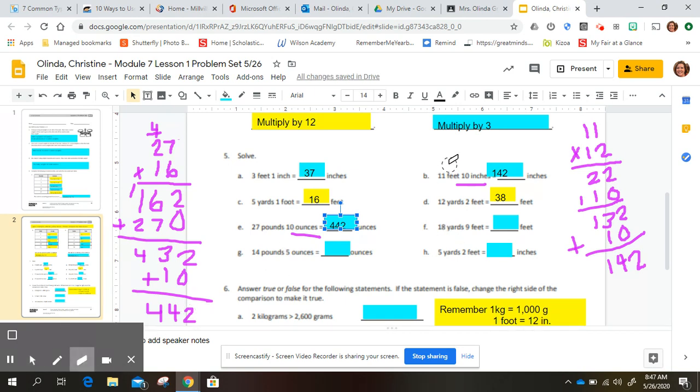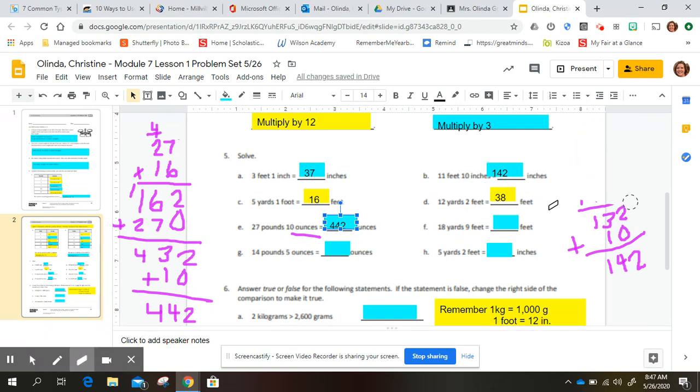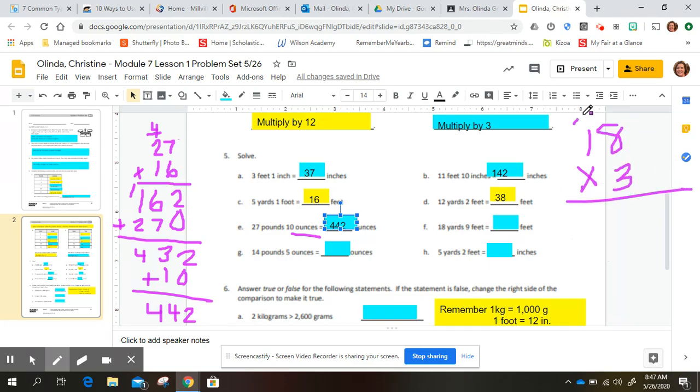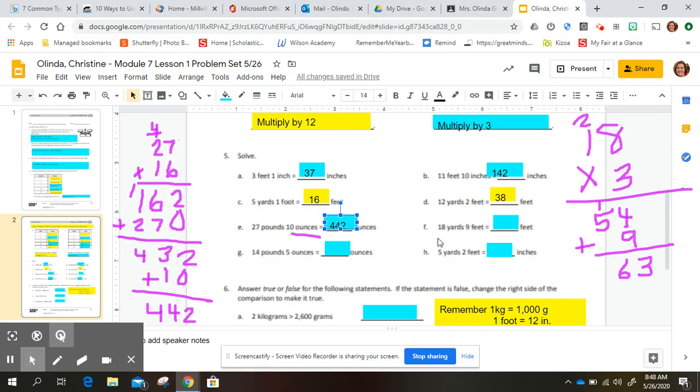18 yards, 9 feet. And so we learned in the other one that there are 3 feet in 1 yard. So I'll have to multiply by 3. 18 yards times 3 will give me how many feet? So I have 8 times 3 is 24, and then 5. But that only tells me 18 yards, but I still have 9 more feet, so I'll have to add 9. And I get 63 feet. And so I can click here in the box and type 63.